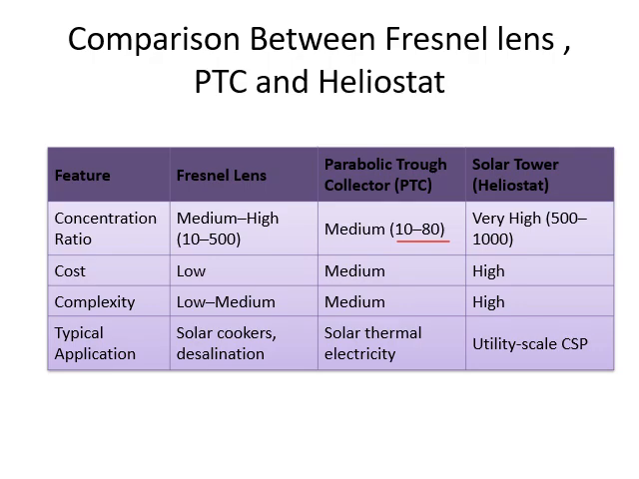And typical application, if you can see, Fresnel lens concentration: solar cooker, desalination, I mean low to mid temperature ranges. Parabolic trough: solar thermal electricity can be generated also, plus other applications like low to medium temperature applications. And solar tower by heliostat will give you very precise, very high temperature, so you can actually use it for utility based concentrated solar power development.